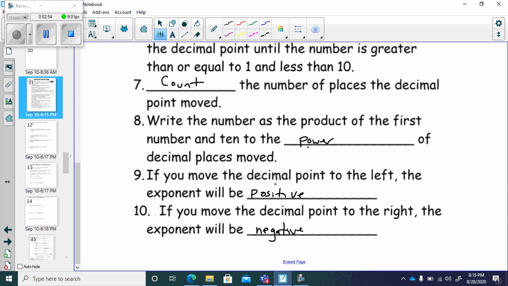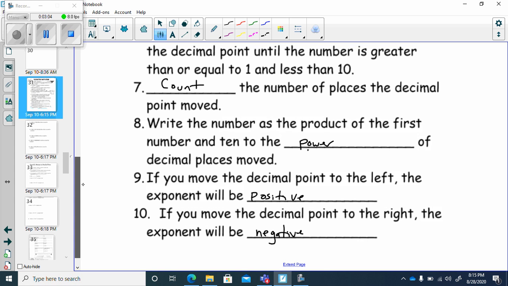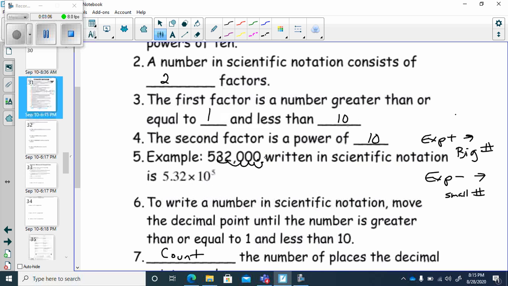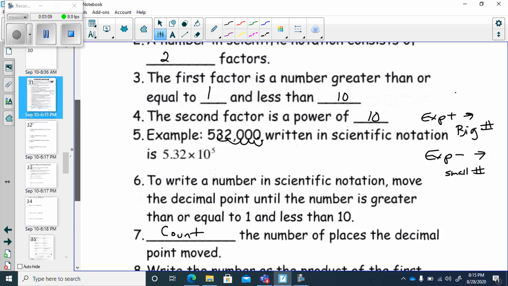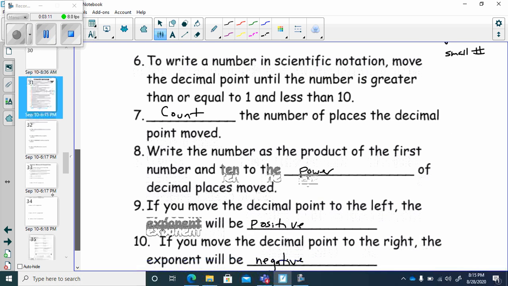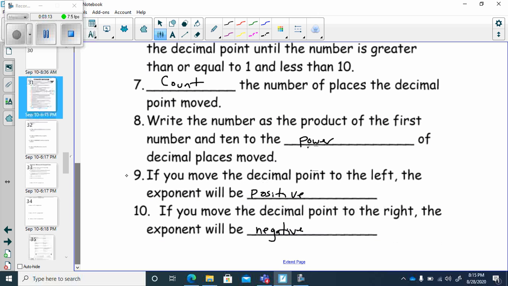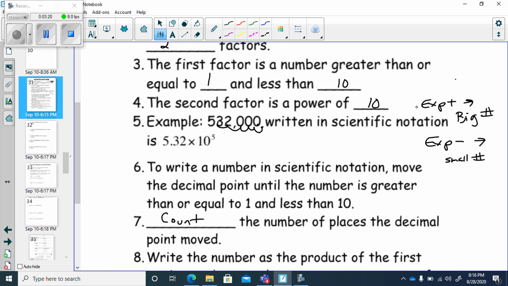If you move the decimal to the left, the exponent will be positive. If you move the decimal to the right, the exponent will be negative. Notice, in this place, we move the decimal to the left. So the exponent was positive. If you move the decimal to the right, the exponent is negative. That's not something you really want to try to remember. Your best bet is to remember this: very large numbers come from positive exponents. Very small ones come from negative exponents.